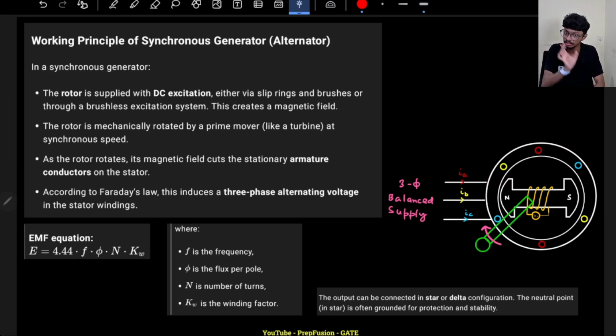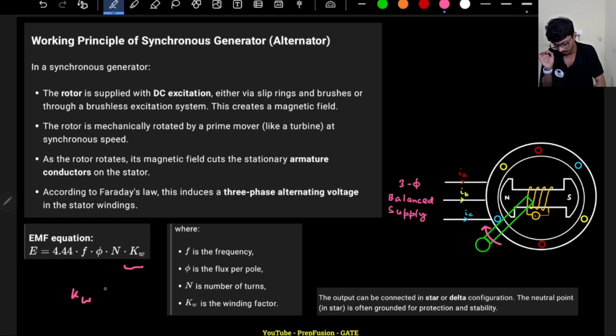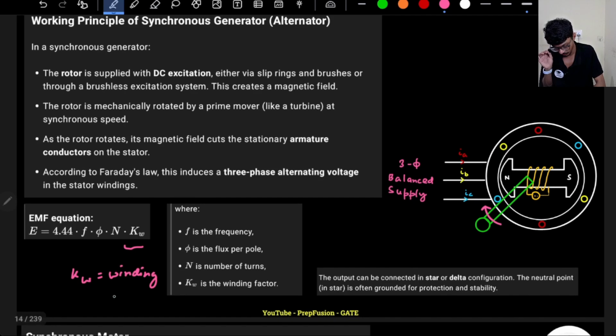This we have derived in the induction machine, so I will not explain it over here. So this will be the equation for the induced EMF. An extra term is there, kW. For now, understand kW is just the winding factor. I will explain this later at the end because it is not that important. What does this winding factor actually mean? We will come to this at the end.